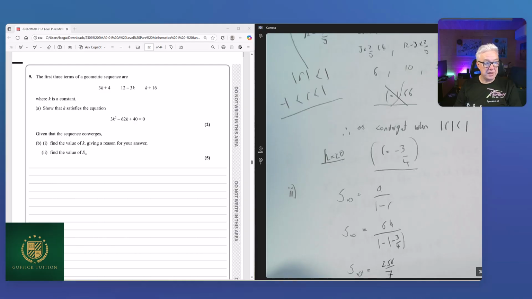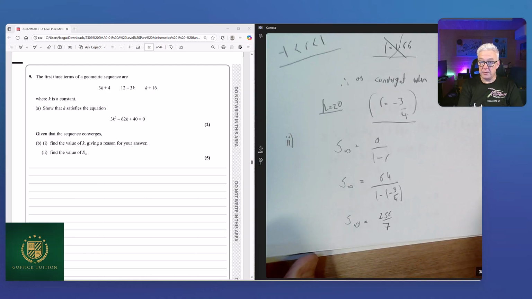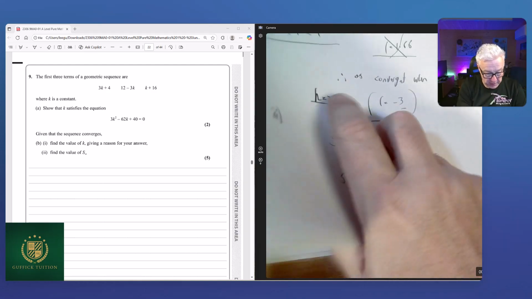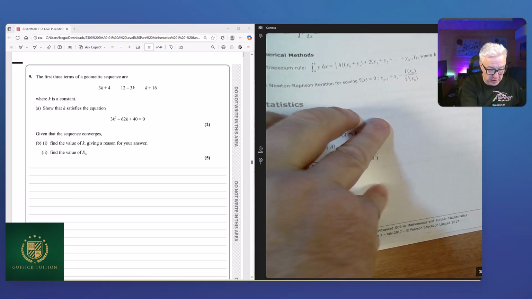Right, the next one, we've now got to find our sum to infinity, okay? So our sum to infinity of the sequence. And sum to infinity is given by a over 1 minus r. I have a feeling we're given that in the formula booklet. Let's just have a little look.